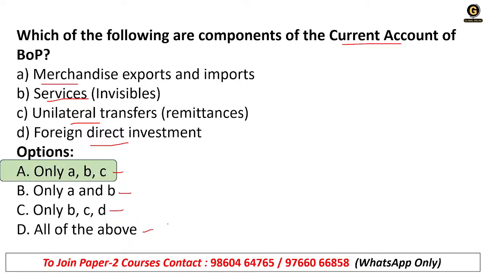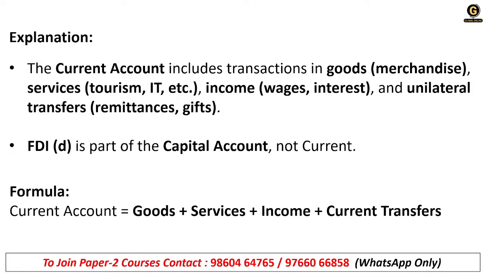All right. So the right answer is option A, that is A, B, and C. Foreign direct investment is not a component of the current account. It is a component of the capital account, right? In the current account, there are components like goods, merchandise, services, income, and unilateral transfers, which are also called current transfers. These are the components considered in the BOP and in the current account, correct?